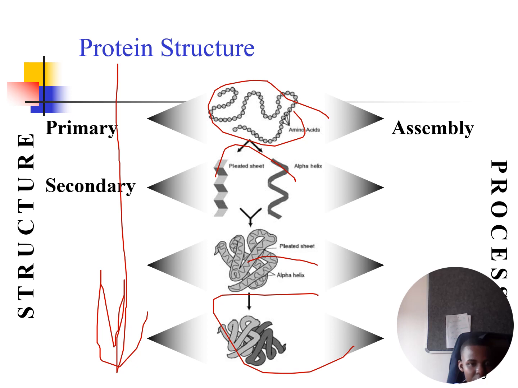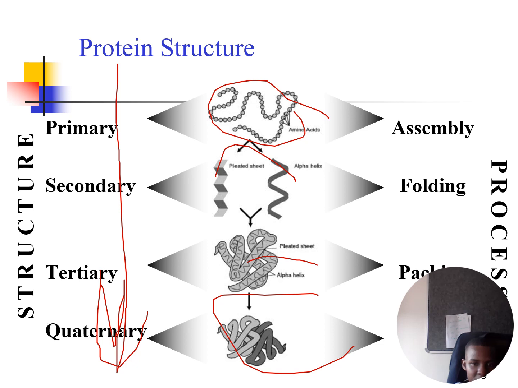So in the primary structure, you can say that proteins will be assembled. In the secondary structure, proteins will be what? Folding. In the tertiary structure, proteins will be packing. In the quaternary structure, proteins will be what? Interactions of the proteins.